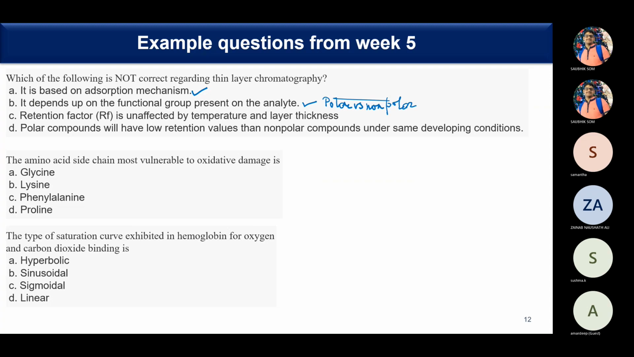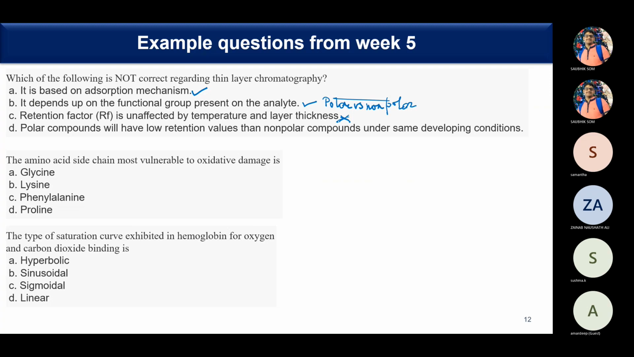The retention factor is unaffected by the temperature and thickness. No, this is not correct, because the retention factor is affected by the temperature and the layer thickness. If the layer is too thick, then it will have more tendency to settle down, and temperature also will affect because temperature will increase the vaporization of the fluid, so this will also affect it. So this is our correct answer.